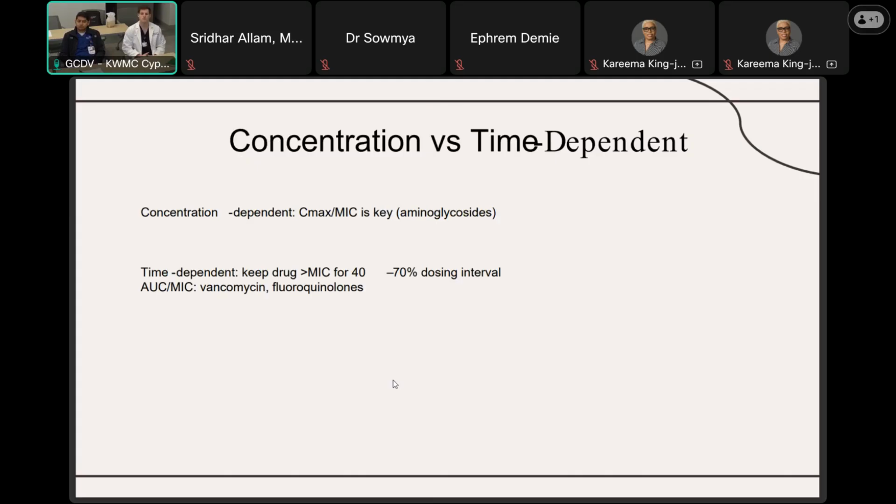So for concentration dependent killing, Cmax is the key. For example, aminoglycosides. For time dependent killing of medications, we need to keep the drug level more than the minimum inhibitory concentration. And examples of this are vancomycin and fluoroquinolones.